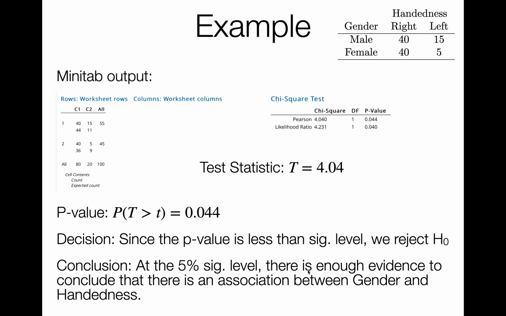And at the 5% significance level, there is enough evidence to conclude that there is an association between gender and handedness. Now, this is one of the cases, if you look at this closely, 40 and 15 versus 40 and 5 is not convincing to me personally that the two are different. So this is a case where I might dispute, not dispute that there is statistical significance, but it doesn't really mean anything practically to me here.